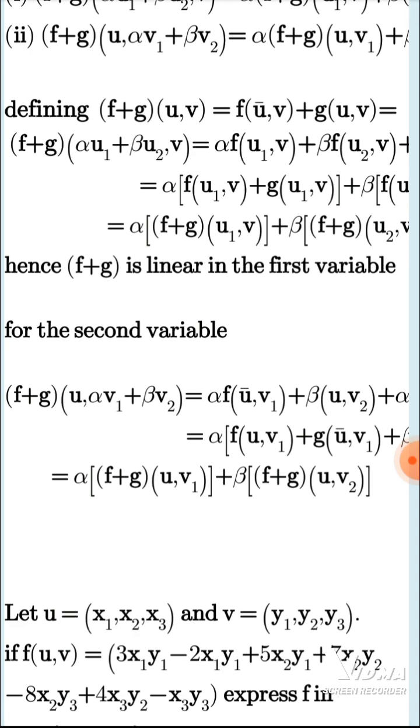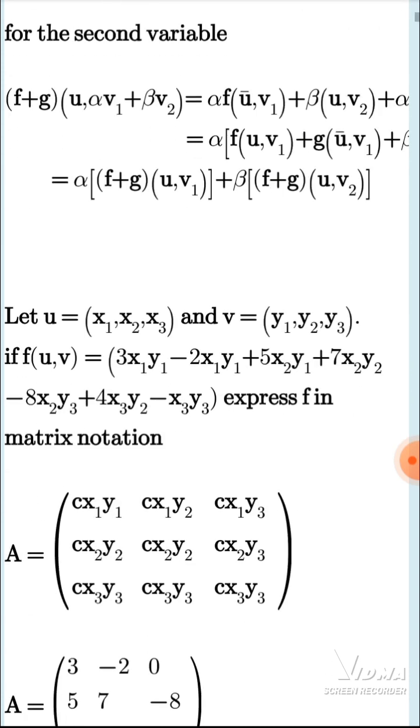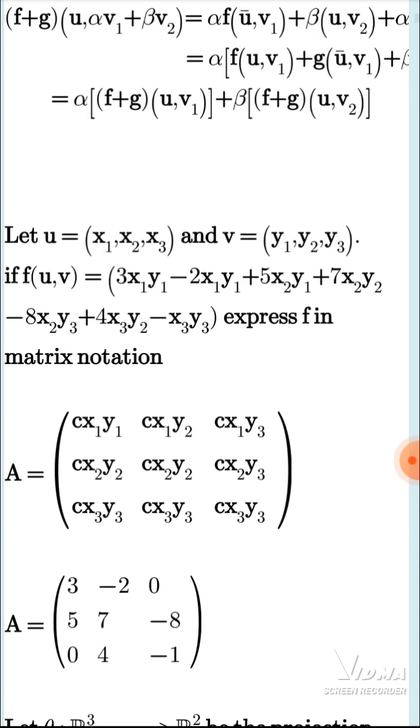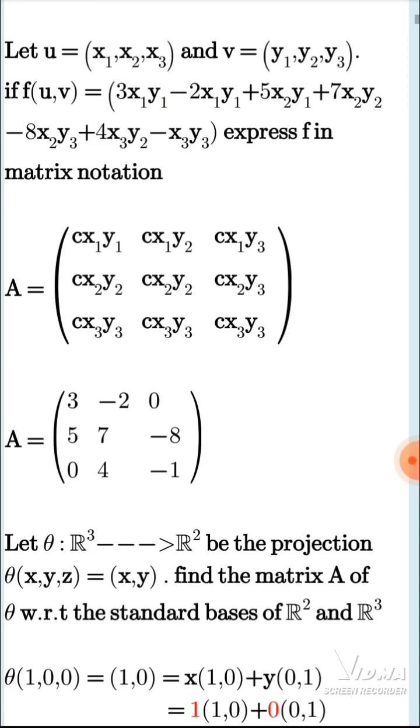So this means that the sum of two bilinear forms is also what? A bilinear form. So we have U to be x1 to x3, V to be y1 to y3. Then we have F of U comma V. So we have to express this in matrix form. So we write out the coefficient of x1 y1, as represented, x1 y2, x1 y3. So we write their respective coefficients from the question, and we have our matrix.